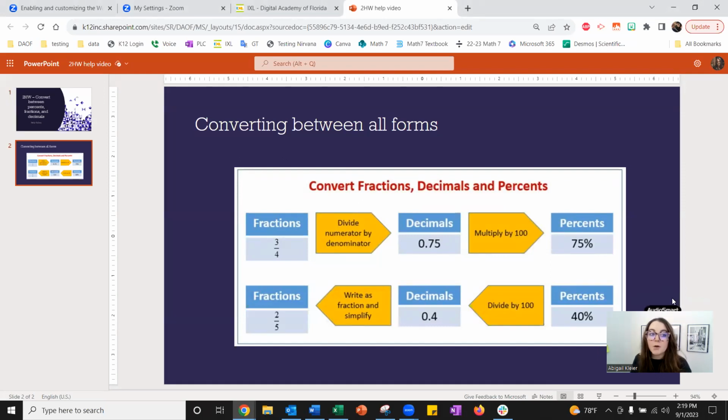So this skill is all about converting between formatting. So we have three different forms that we're converting between. We have fractions, decimals, and percent.